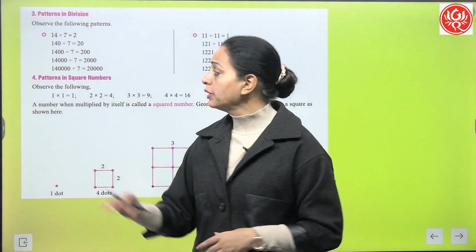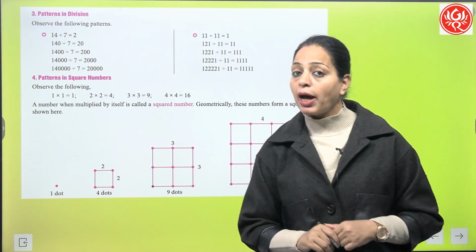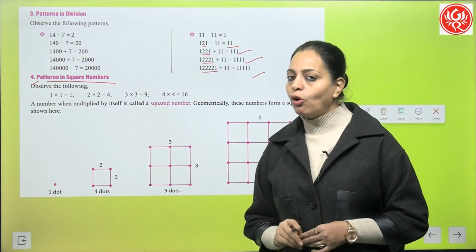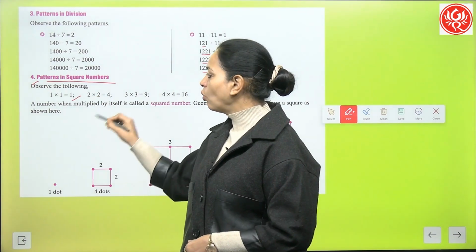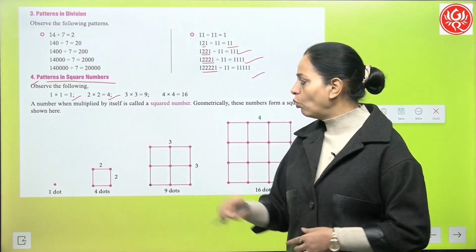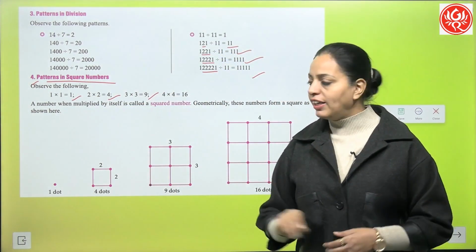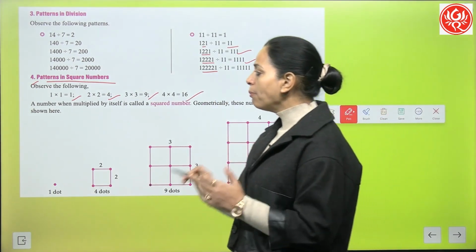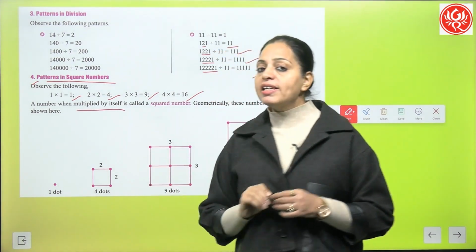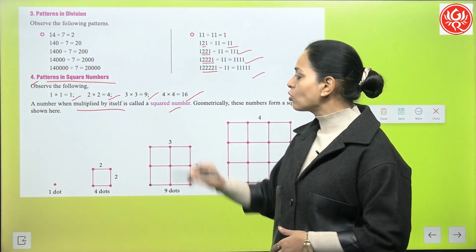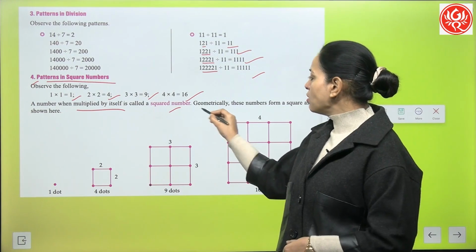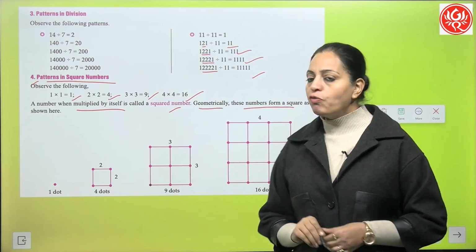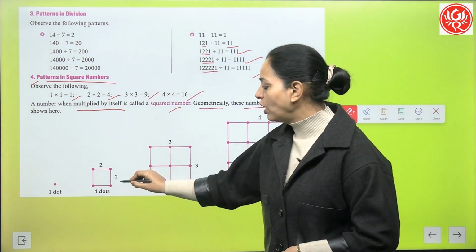The fourth one, patterns in square numbers. Observe the following. 1 into 1, you know 1, 2 into 2, 4, 3 into 3, 9, 4 into 4, that is equal to 16. So a number when multiplied by itself is called a square number. Geometrically these numbers form a square as shown here.